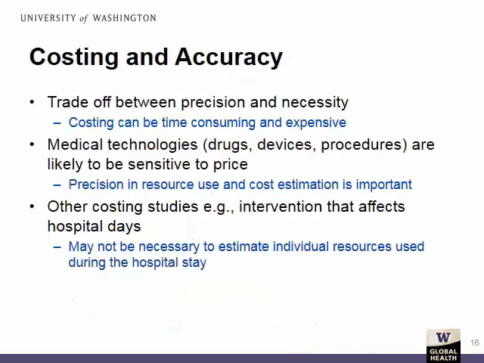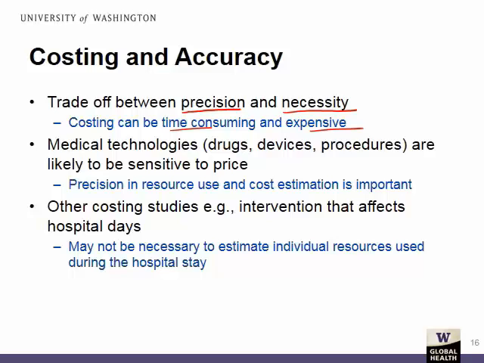So as we finish, I would like to make a very important note about costing and accuracy. You need to trade off precision and necessity. Costing can be difficult, time-consuming, and expensive, and you have to make that balance between precision and necessity. For medical technologies like drugs and devices, these are sensitive to price. So precision in resource use and cost estimation is important. They're very sensitive to price.